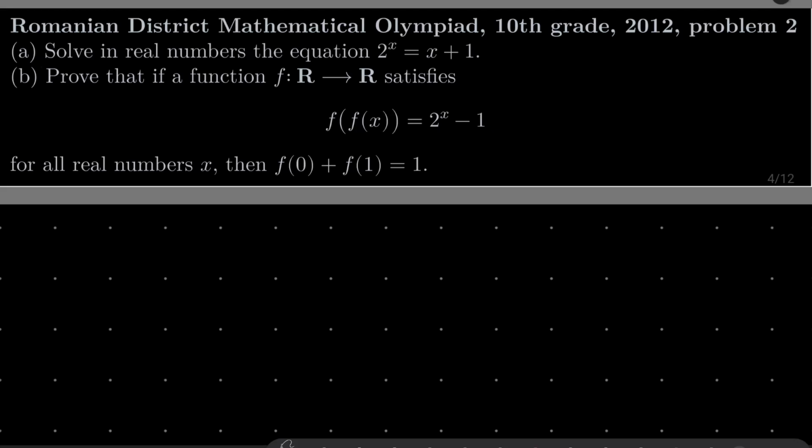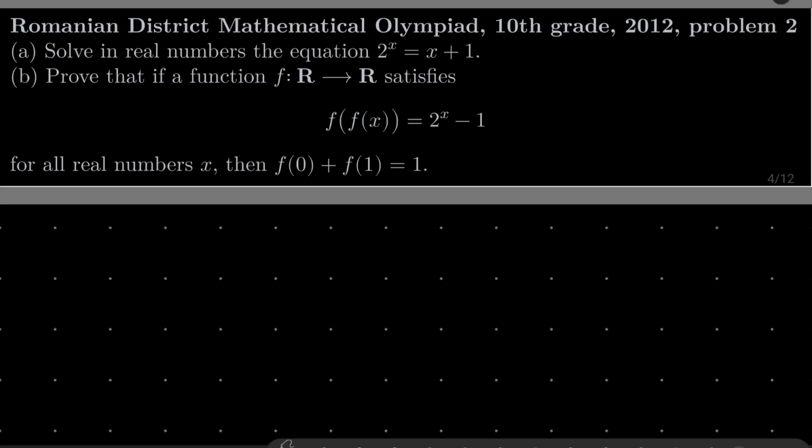Hello friends, in this video I'd like to solve the following problem from the Romanian District Mathematical Olympiad for 10th graders 2012, problem number 2. It has two parts. Part A. Solve in real numbers the following equation: 2 to the power of x equals x plus 1.